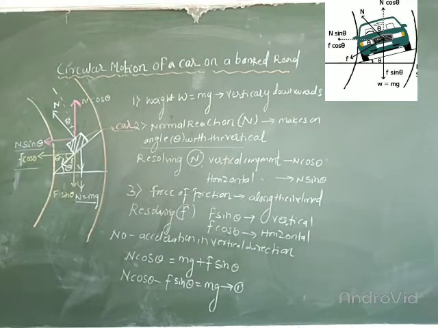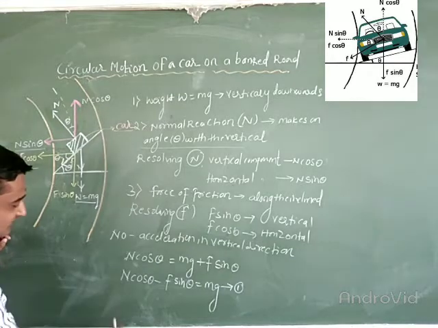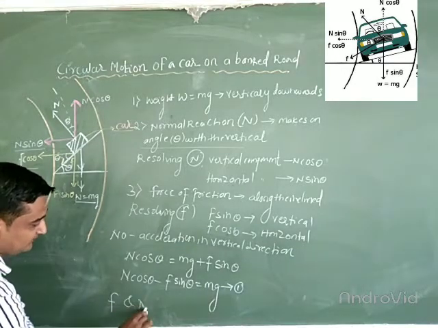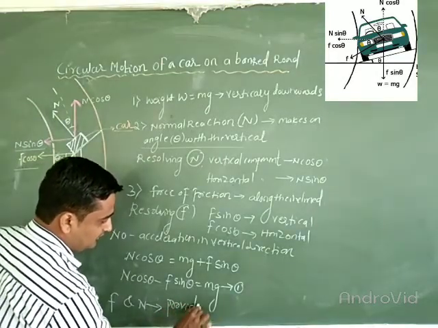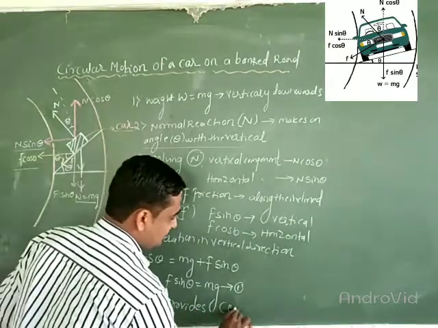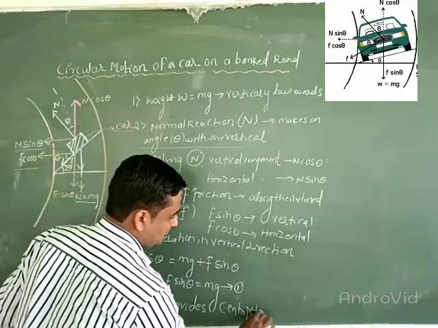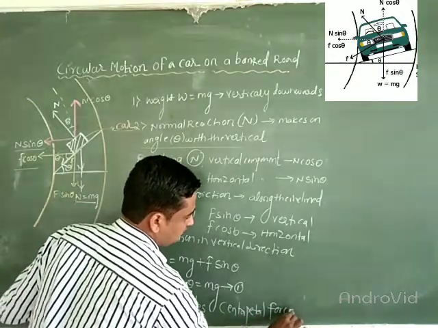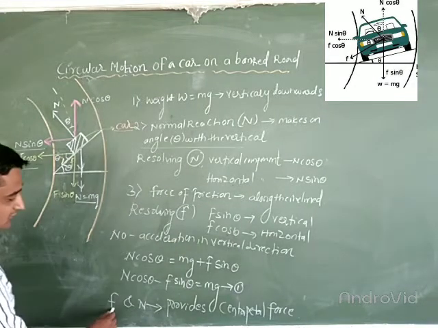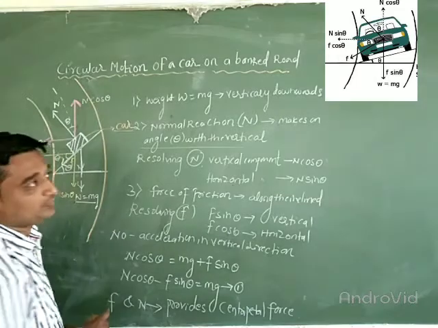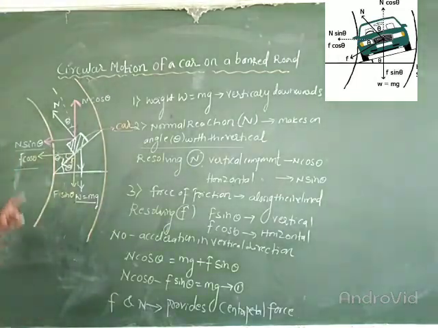Therefore, the next point we can write here: the necessary centripetal force is provided by the horizontal component of F and N. Right? Therefore, the centripetal force is equal to what? N sin theta plus F cos theta.